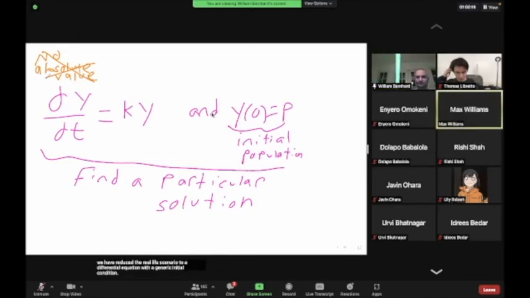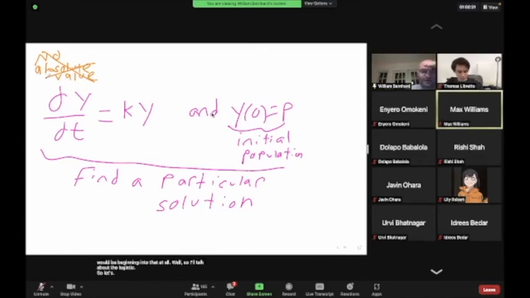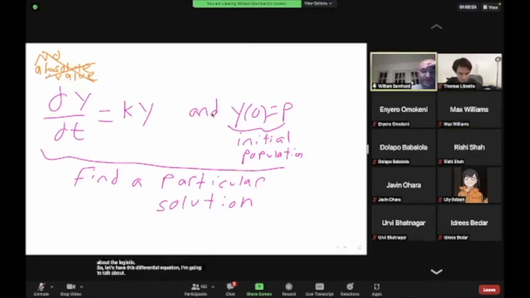So is this just sort of a simplified version of logistics? Like, would we be getting into that at all? Well, I'll talk about the logistic model. So let's solve this differential equation, and then I'm going to talk about the logistic model in just a moment, which is another differential equation that can be solved, but it's a little bit harder. So let's just go with this, and then I will talk about the logistic differential equation.